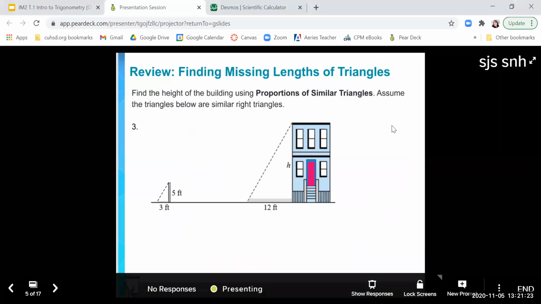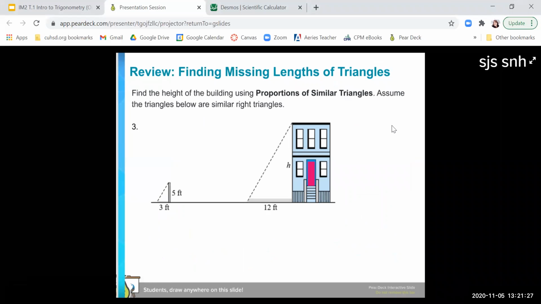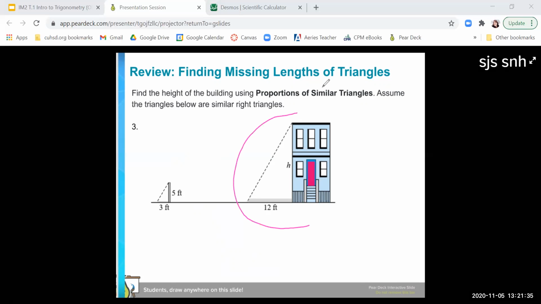All right, this is a different way of finding a missing side of a triangle. So now we have this situation where we're trying to find the height of this building. Notice how in this triangle, we know the base of the triangle, which is like the length of the building shadow. And we're trying to find the height of the triangle, which is the height of the building.